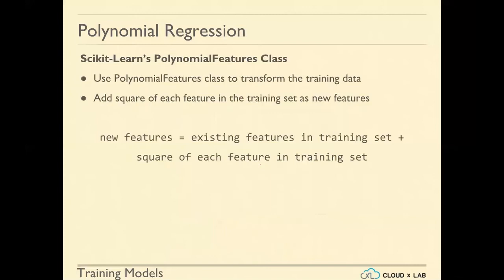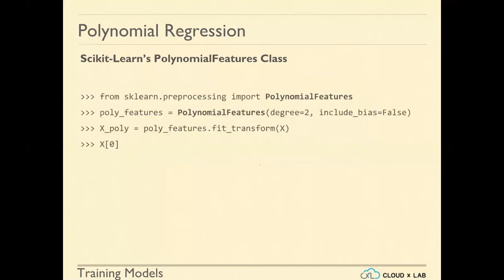The scikit-learn library provides a class called PolynomialFeatures. We can use the PolynomialFeatures class to transform the training data and add the square of each feature in the training data as a new feature. So new features equal the existing features, whatever were there, plus the square of each feature in the training set. This is an example of creating more features. We use the same standard linear methods, just that we increase the number of features by squaring the data and so on. This is how we solve nonlinear problems with linear models.